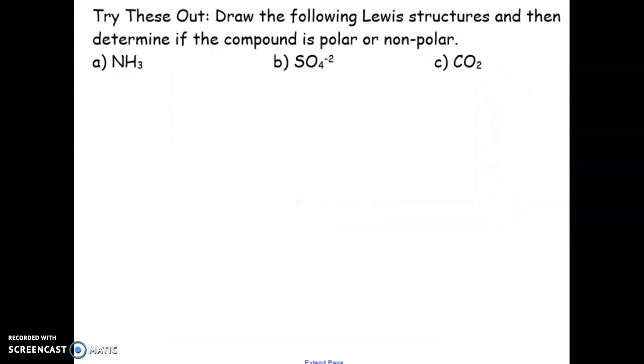Okay? So for this next part, there are three examples here, so three more compounds. What I'd like you to do is draw the Lewis structure for each one and then indicate if it is polar or not polar. So pause the video, give these a try.